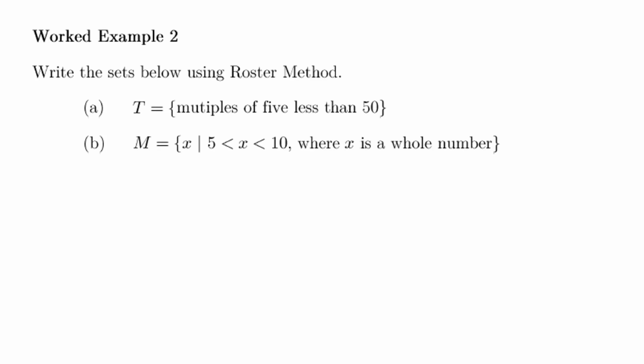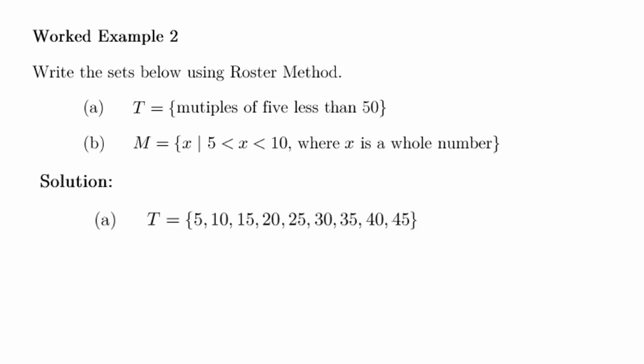So here, let's try to express the following sets in roster method, which is the opposite of the set builder notation. Again, in roster method, we simply list down the elements of that set. So we have set T. Set T is the set of all multiples of 5 less than 50. If you're going to list down these elements, we have 5, 10, 15, 20, 25, 30, 35, 40, and we should stop at 45 because the set limits us at less than 50.